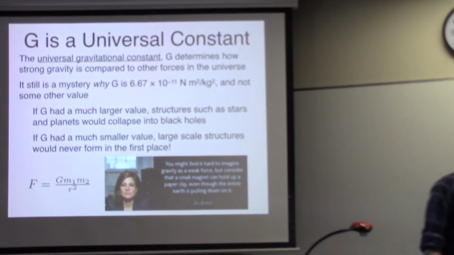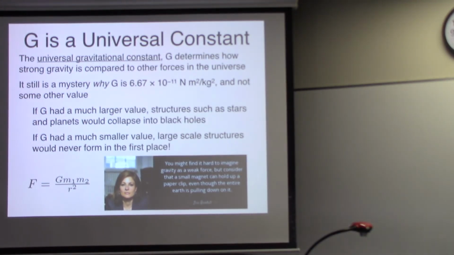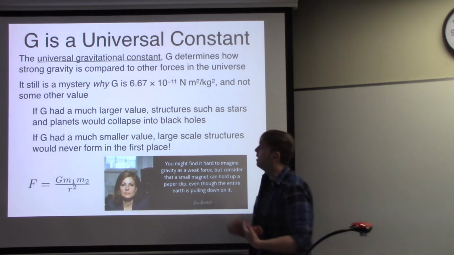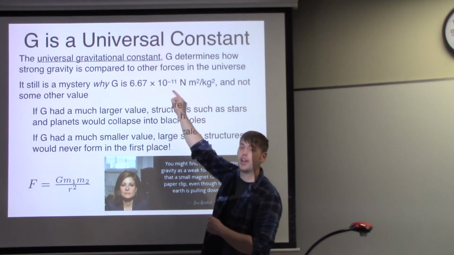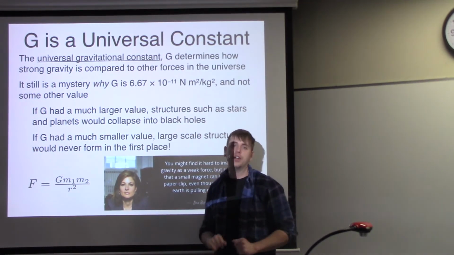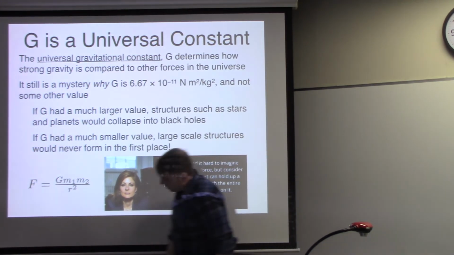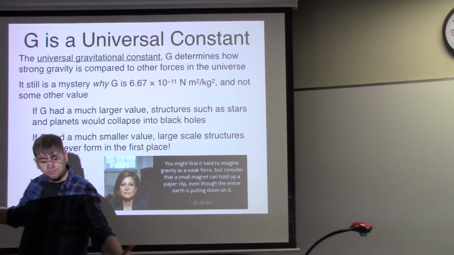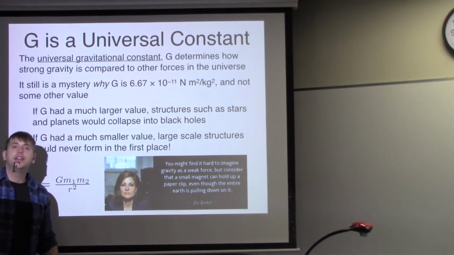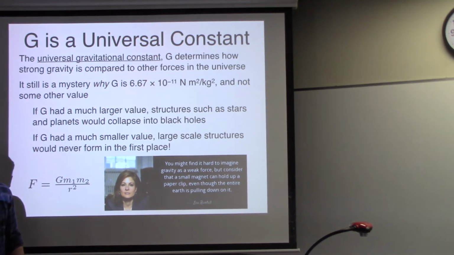So that's actually kind of a mystery. Why is it that we happen to live in a universe where G has this value and it doesn't have some other value? We don't know the answer to that. It's still a mystery. But what we can do is imagine what it would be like to live in a universe where G had a different value.